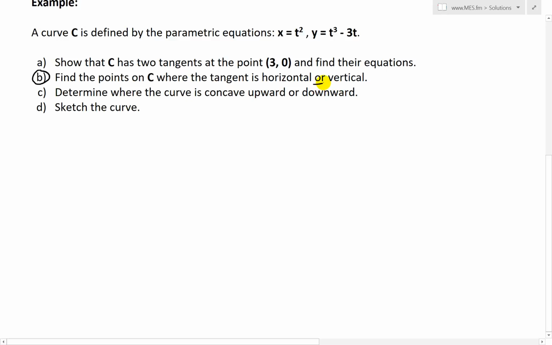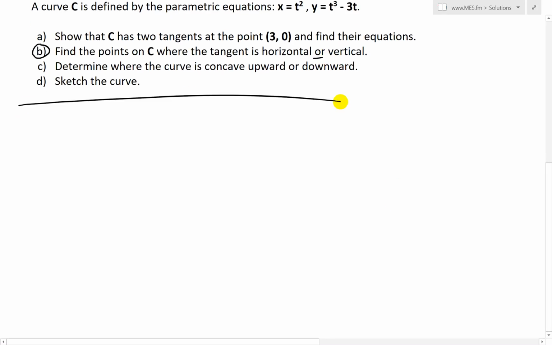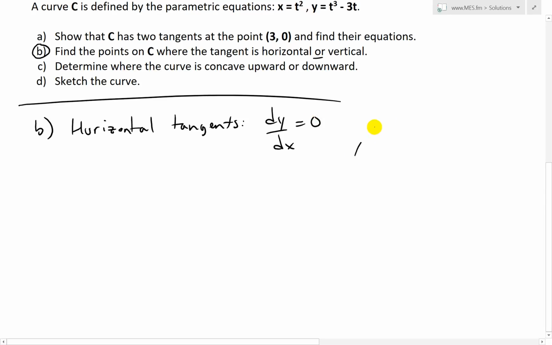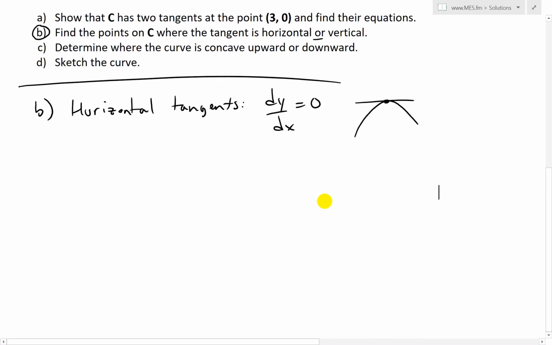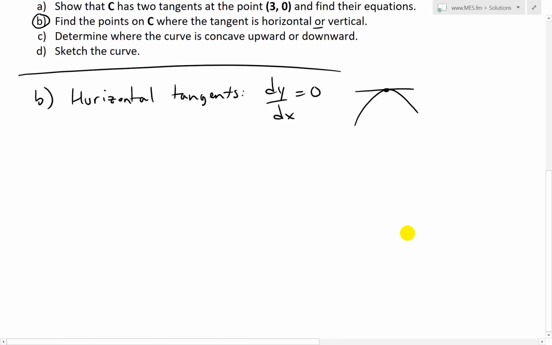So we have to look at the horizontal or vertical tangents. Let's look at the horizontal one first. Recall that a horizontal tangent means the derivative, or the slope dy over dx, is equal to 0. In other words, if you have a curve like this, and a point here, this is a flat tangent line, and that's where the slope is equal to 0. So that's the kind of tangent we want, and this is when dy over dx is equal to 0.